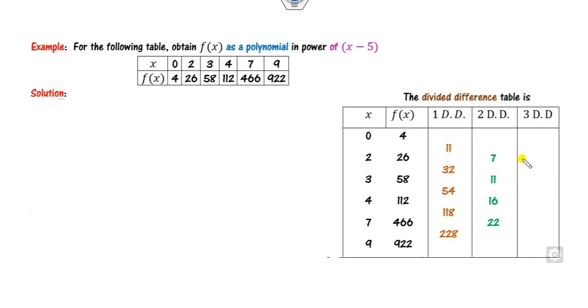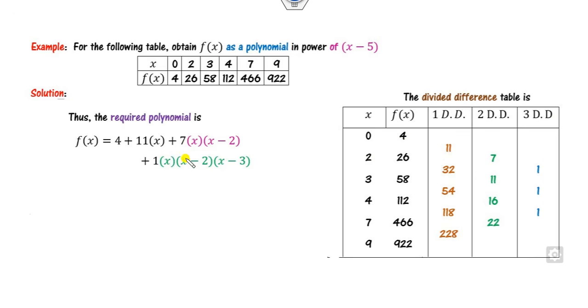next number, 11 minus 7, it's a third divided difference, 1, 2, 3. 4 minus 0, it comes to be 1. Now you can see this is a constant number, so there is no need to find the fourth one. Then we can take the first value of each column and formulate this polynomial. I can open this bracket, which comes to be here.